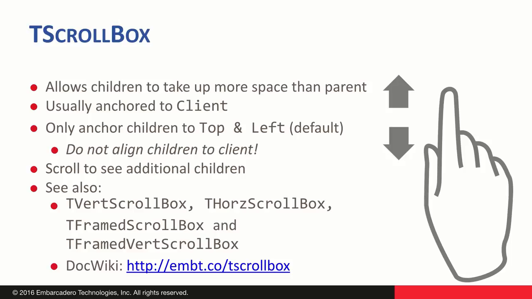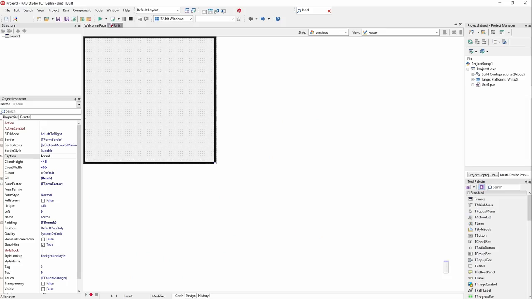Don't align the children to client or to the right or to the bottom. Always align them to top left. And then at runtime, the user can scroll to see more contents. So let's look at the scroll box. This is really useful, but not always necessarily obvious how you want to use it.